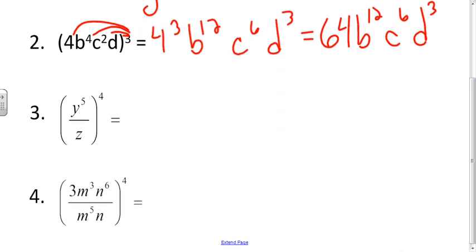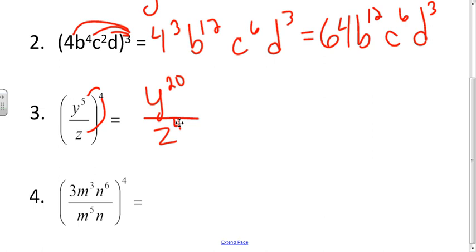Last two here. Raising these quotients to a power, I'm going to multiply the numerator and the denominator by the power outside the parentheses there. Y to the fifth to the fourth is y to the 20th. And z raised to the fourth power is just z to the fourth.